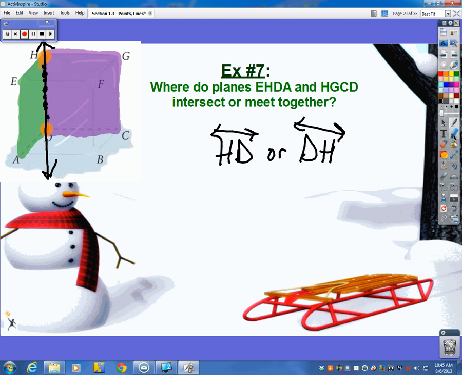Okay. Now, one thing I want you to notice is, what do those 2 planes have in common? Because again, we can use this. Both of them had D's and H's together. So even if we didn't have that picture, we would know what the answer is without it.